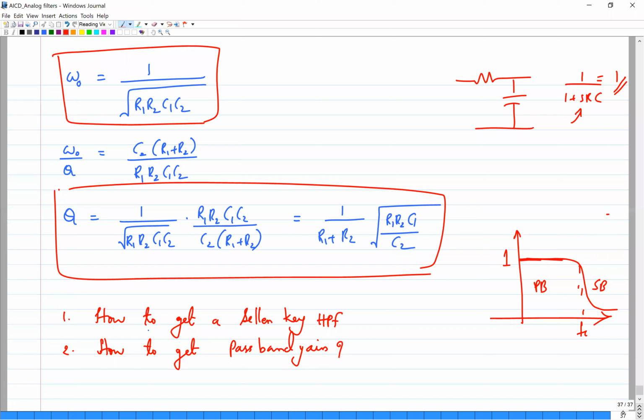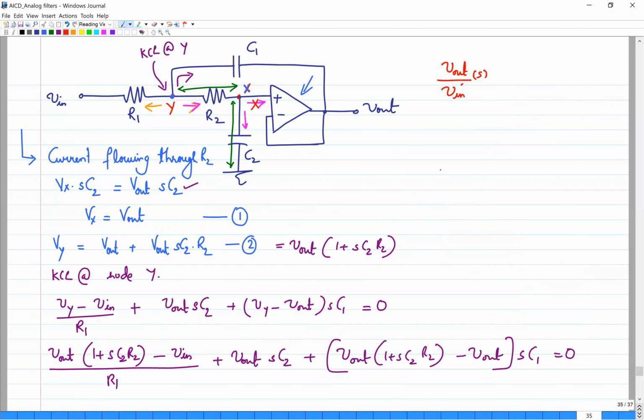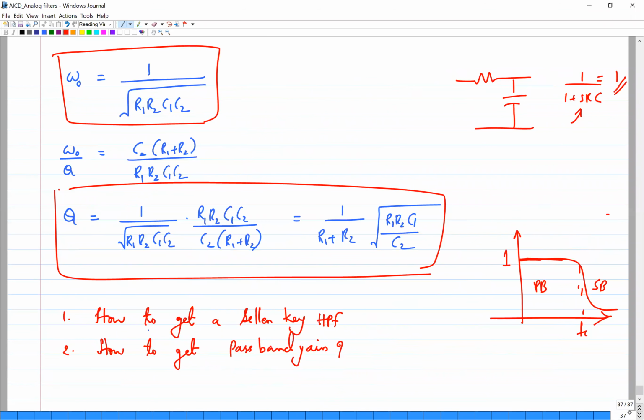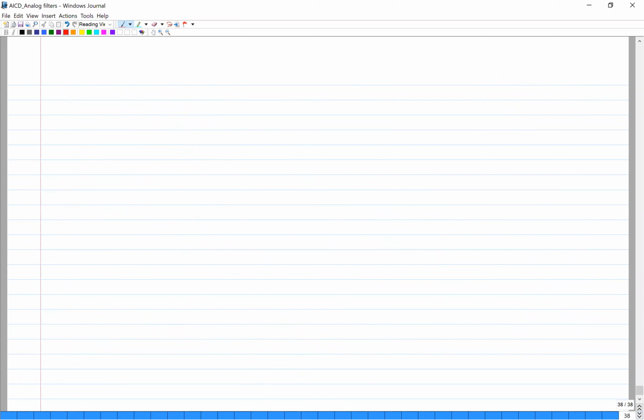Now, how can you get more gain? Say there is an application which needs more gain. So how will you configure the same circuit in that way? Any idea? So we'll have resistors in the negative feedback end. Yes. So let us see that. So I'll answer that question first.